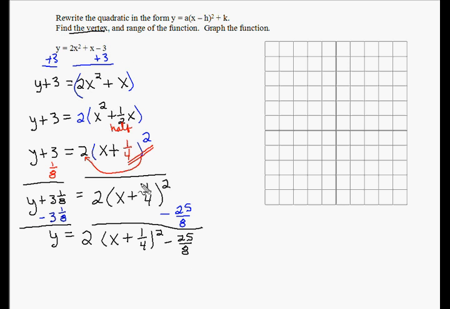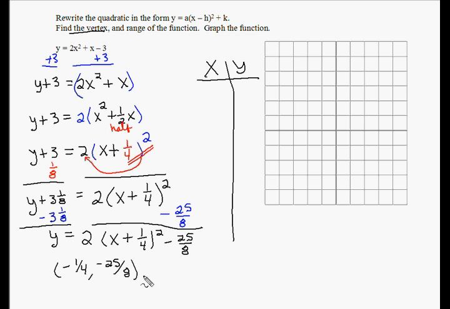So in our instructions, they still want the vertex. When you're trying to graph, it's very important that you put in the middle of your table the vertex. The vertex is found by the inside inverse. Inside with x is positive 1/4, so it's negative 1/4. And also the outside number stays the same, negative 25/8. And that's our vertex. So that would go in the middle of our list, negative 1/4, negative 25/8.